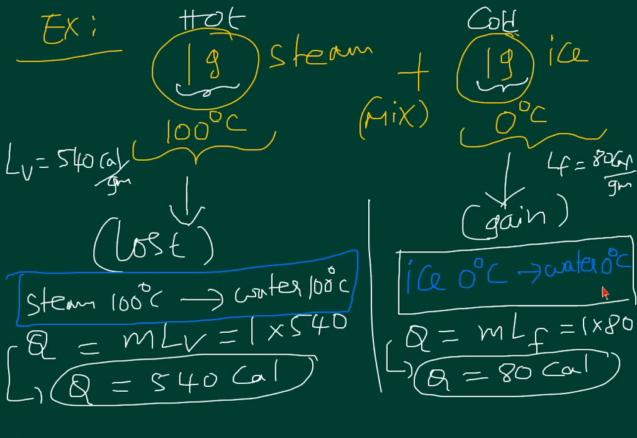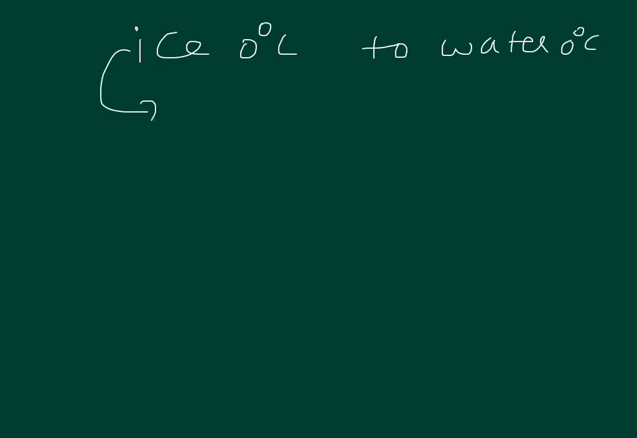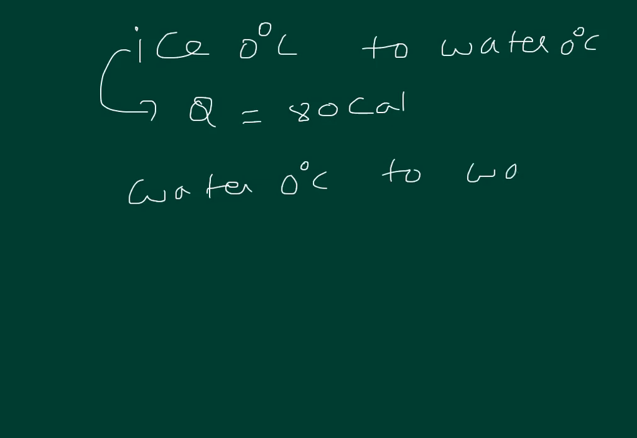If they are not in equilibrium, we can go for another step for the ice. Let us check that. Ice can go one more step. Ice at 0 degrees centigrade has already converted to water at 0 degrees centigrade, and we noted the heat energy there is 80 calories. Now suppose water at 0 degrees centigrade goes to water at 100 degrees centigrade.